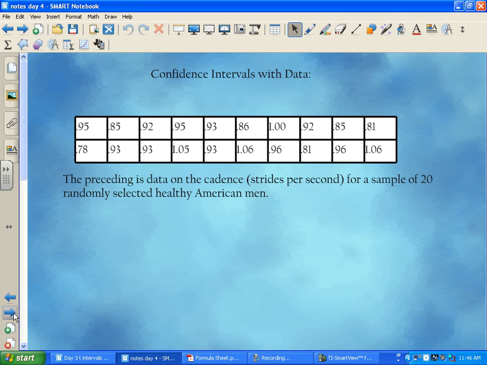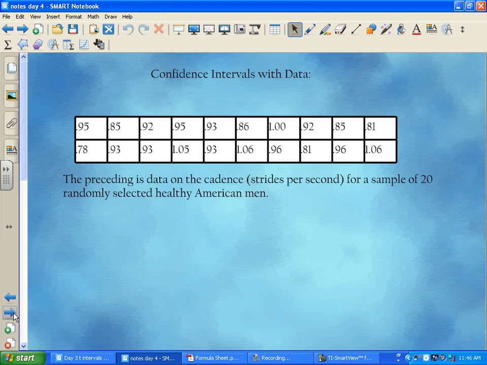Here's what we're doing. We got a data set, that data there is the cadence, which is strides per second for a sample of 20 randomly selected healthy American men. Okay? So I now have a data set. My data set is less than 30. So my sample is not sufficiently large.